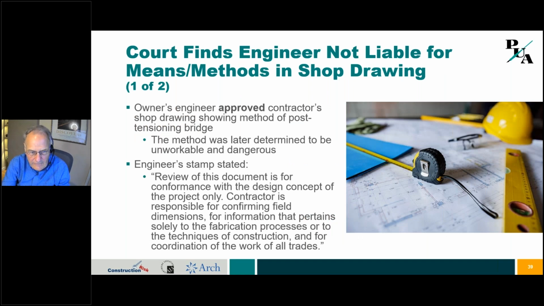Okay, so in this case, a court finds that the engineer is not liable for the means and methods in a shop drawing. So here the engineer approved the contractor's shop drawing that showed a method of post-tensioning a bridge. And the method later was determined to be unworkable and was even dangerous. Well, the engineer's stamp was one of these typical stamps that I have written right here. It says, hey, this is just a sort of a stamp that says almost nothing. Contractor's fully responsible, not us, okay? And then we go to the next slide here.